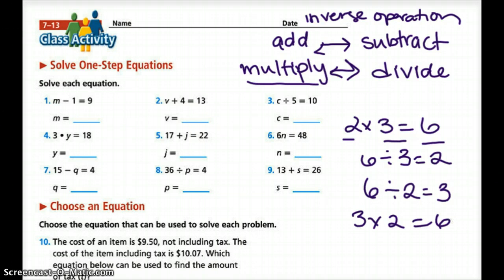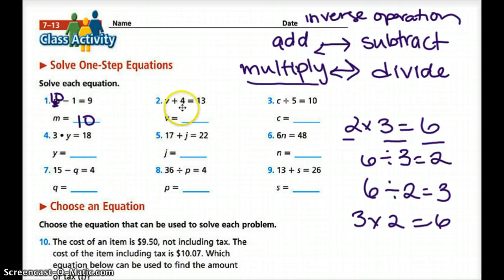Alright, so when we look at number 1, we have m minus 1 equals 9. I also know that the inverse operation of subtracting is adding. So 9 plus 1 would be 10. So let's check. Is 10 minus 1 equal to 9? Yes, so then m equals 10. I can check that by erasing this and putting 10. 10 minus 1 is 9.